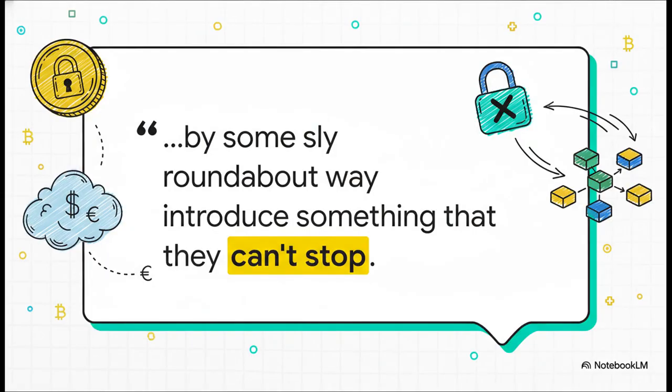The author closes with this incredible quote from the economist F.A. Hayek. Now get this, speaking way back in 1984, before most people even knew what the internet was, Hayek was saying that he didn't think governments would ever willingly give up their control over money. He speculated that the only way we'd ever get back to a sound money system is if somebody, somewhere, invented something by some sly roundabout way that governments simply couldn't stop.